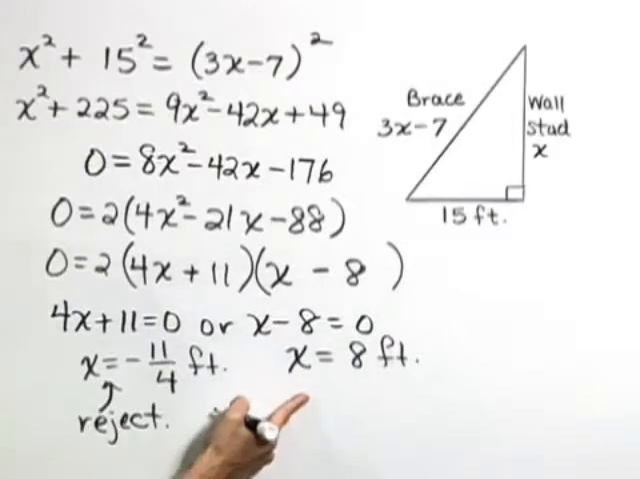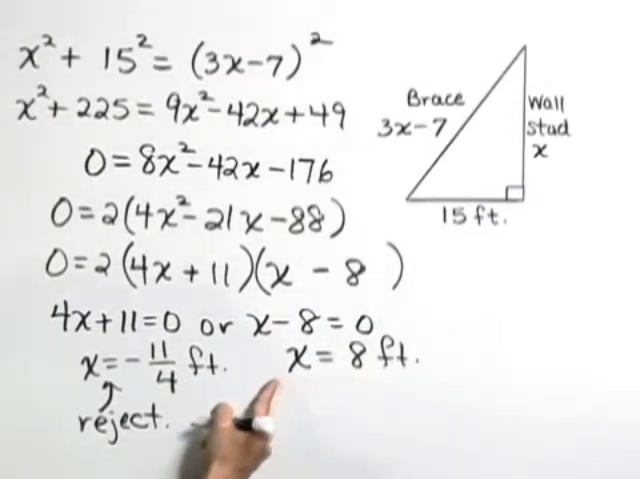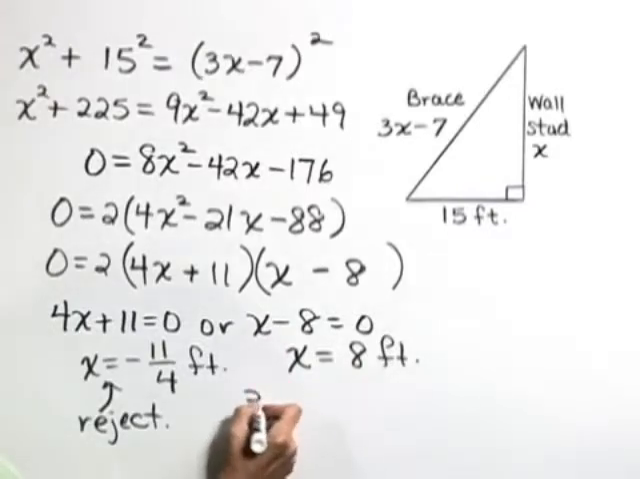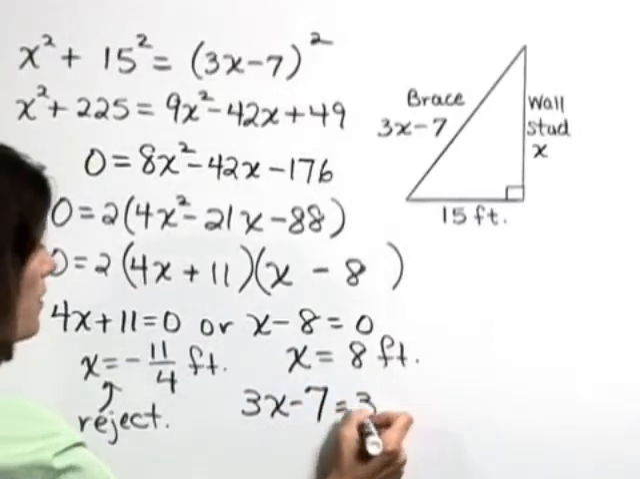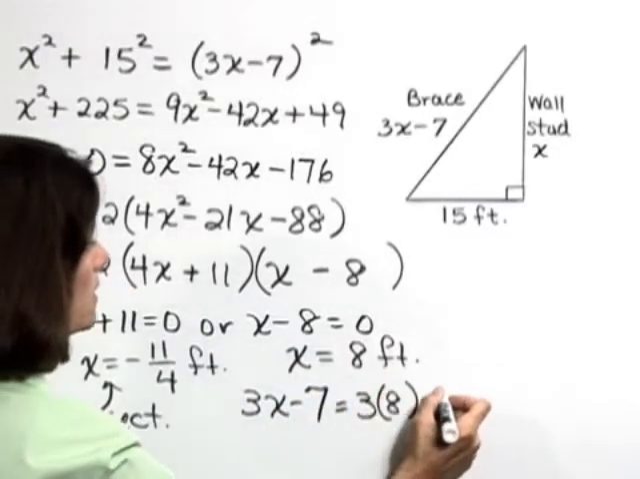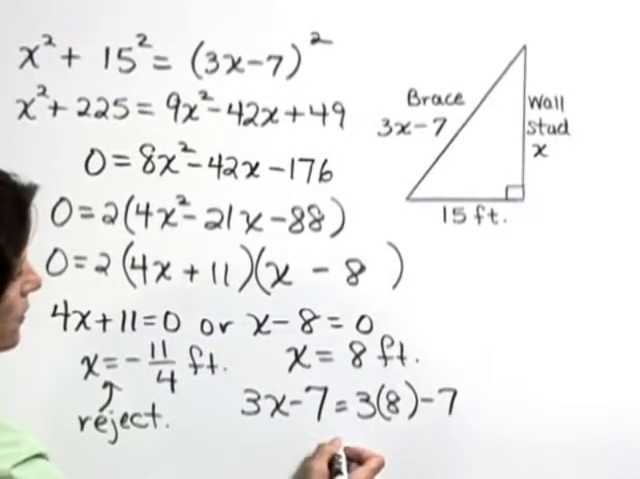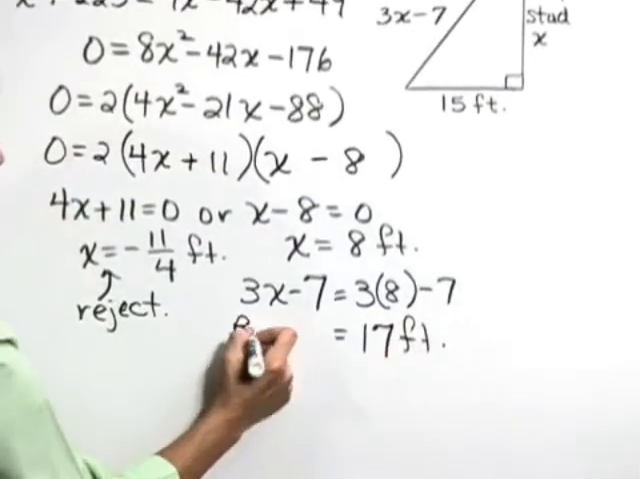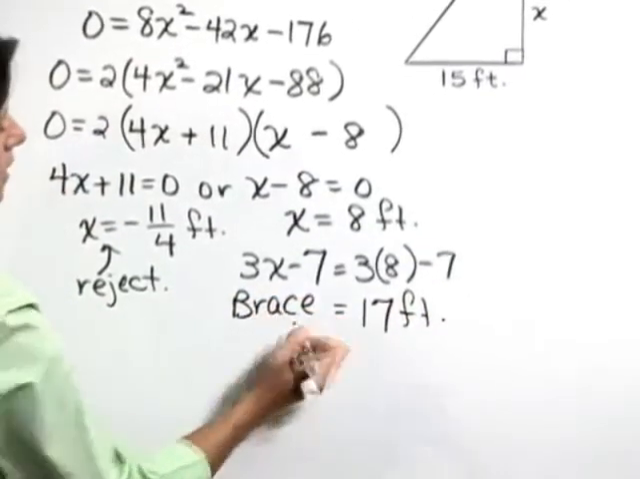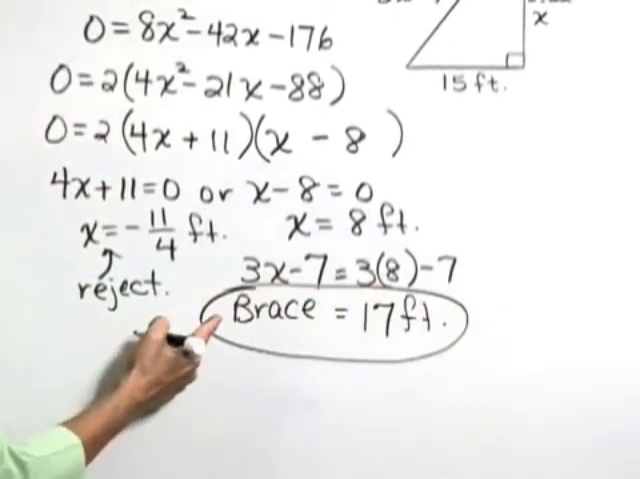For our other solution, if x is equal to 8, remember that x is the length of the wall stud, but we want to find the length of the brace. The brace we defined as 3x minus 7. That's 3 times 8 minus 7, 24 minus 7, or 17 feet for the length of that brace. So we have our solution, the brace at 17 feet.